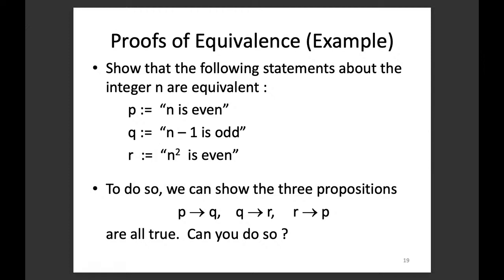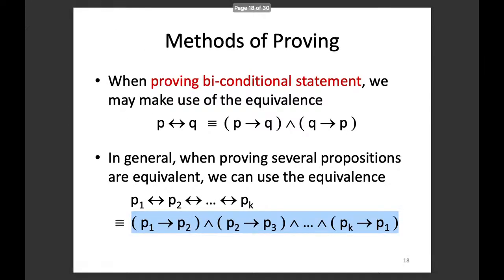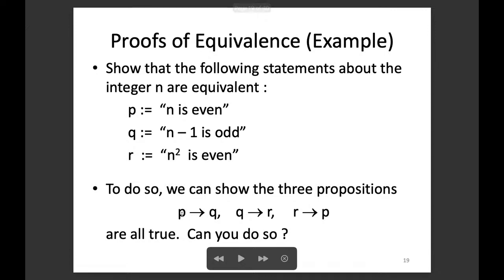In order to do so, let's try to use the method we see at the bottom part. Let's try to show P implies Q, and then Q implies R, and also R implies P. After we can show all these, then the three of them are equivalent. So first, P implies Q.